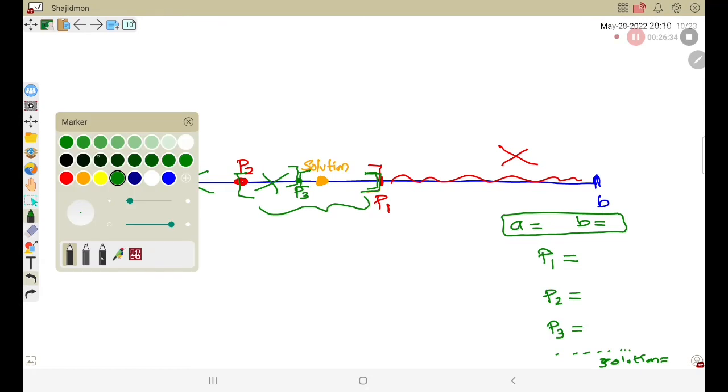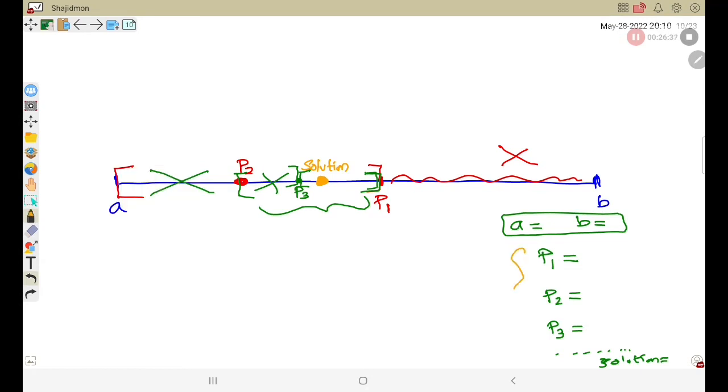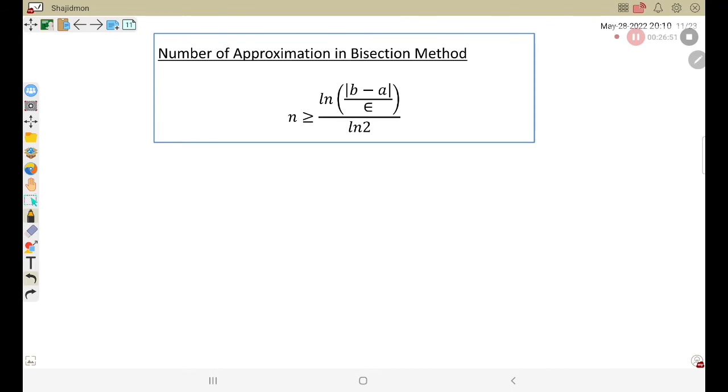So how many steps will the computer take? That is the question. P1, P2, P3, P4. How many steps? That is the question here, correct? How many steps will the computer take for getting a solution? For that we have a rule here. See, number of approximations. How many steps? That is the meaning of number of approximation. How many steps will the computer take for getting the correct answer? For that we are using this rule.